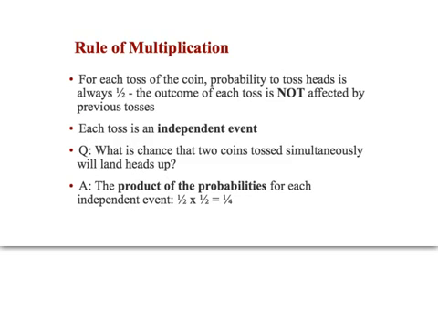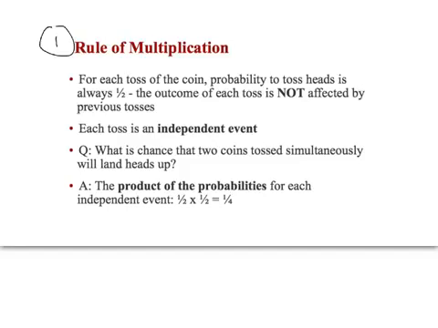So there are 2 main rules that we're going to look at in probability to help us explain genetics. The first one is called the rule of multiplication. Basically, the rule of multiplication states that if you have independent events, so events that do not affect one another, you can multiply their probabilities together to determine the probability of both things happening.